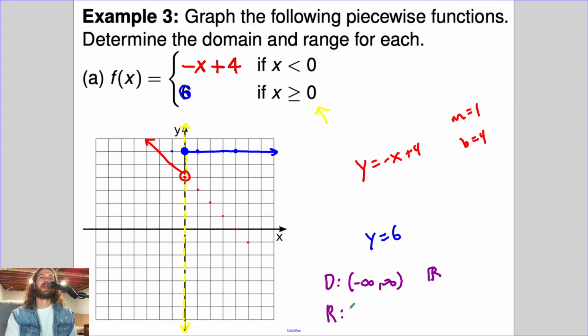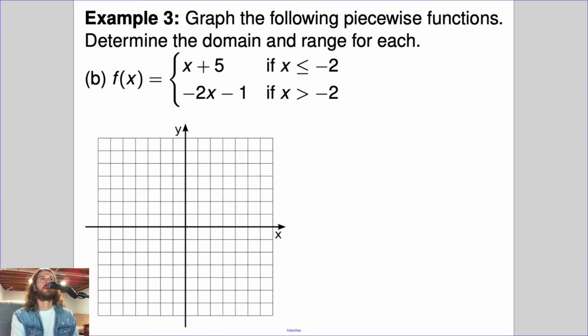All right, and the range, think about the lowest possible y value. Is there a lowest possible y value in this scenario? And yes, there is. The lowest possible y value is 4, up to 4 but not including 4, because 4 is not filled in. That's the lowest possible y value. Highest possible y value: this will continue up forever, so there won't be an upper limit to the range. Fantastic.